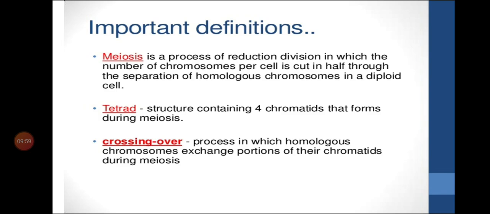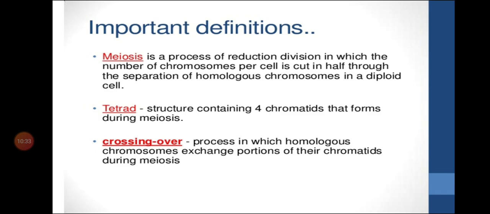First one is meiosis. Meiosis is a process of reduction division in which the number of chromosomes per cell is cut in half through the separation of homologous chromosomes in a diploid cell. There is one more definition that we studied at the beginning, which will be easy for you to study. Meiosis means the division in which the number of chromosomes is reduced to half. That is the simplest definition.